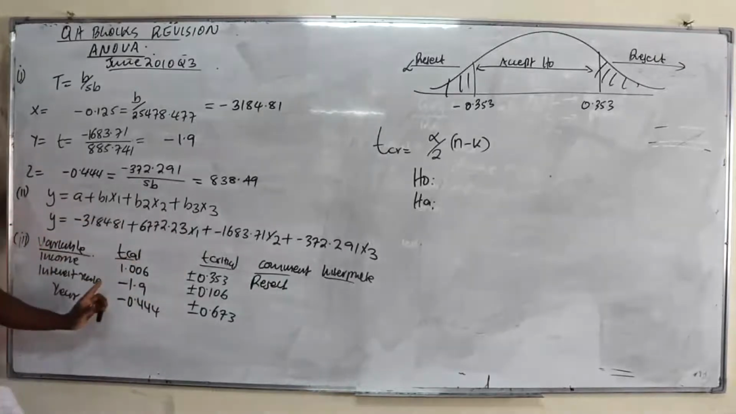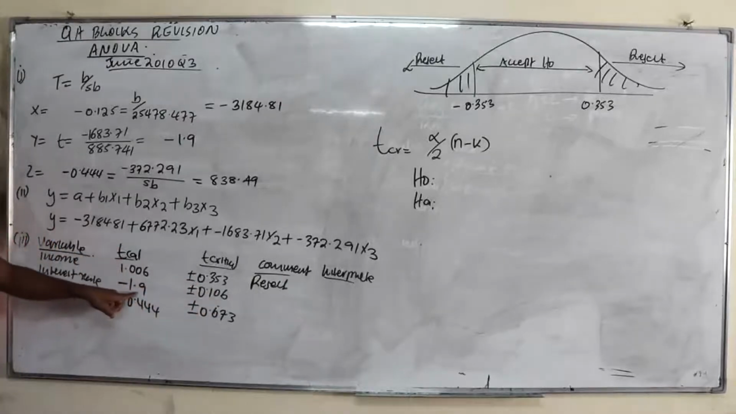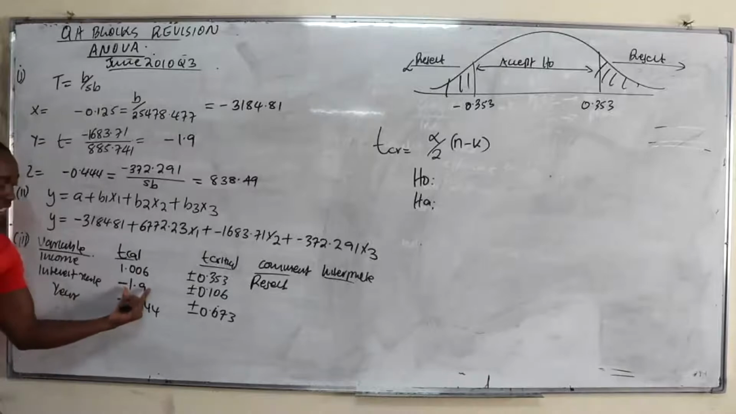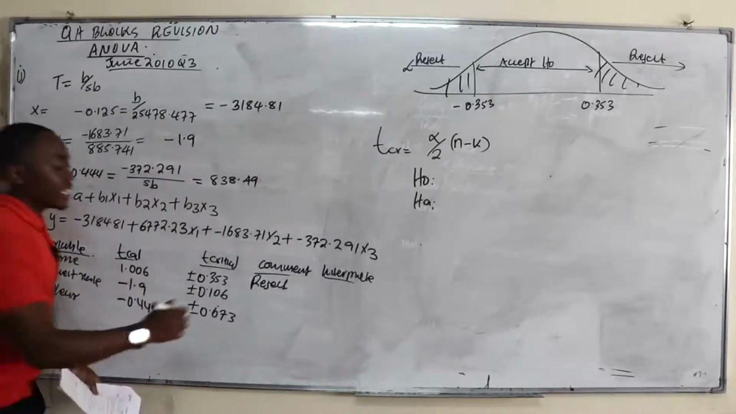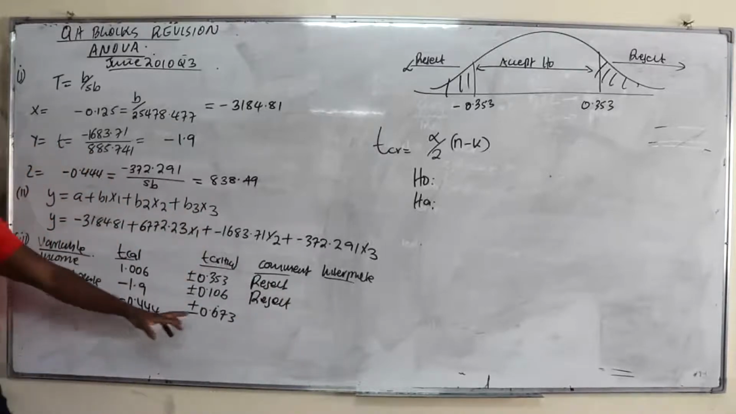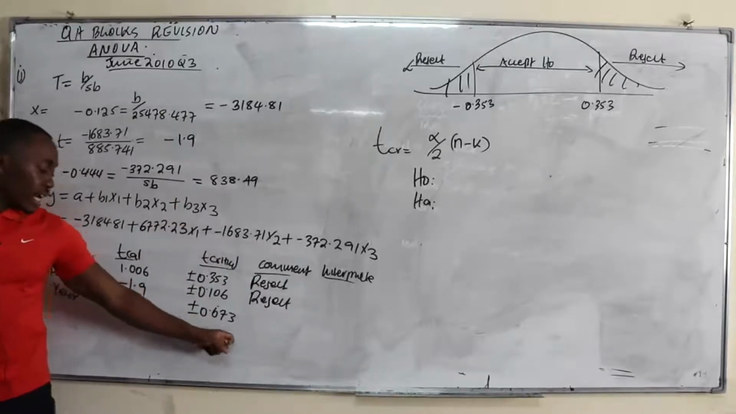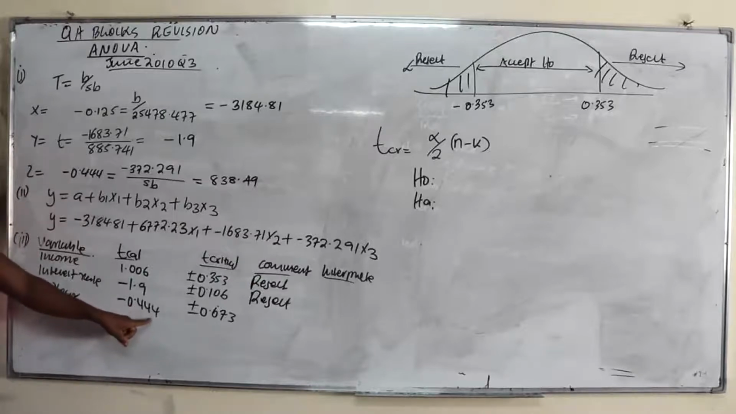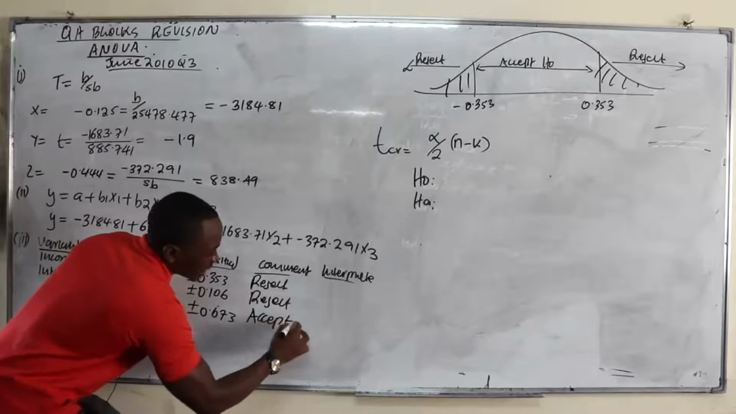T critical for interest rate is 0.106, but our T calculated is 1.9. Does 1.9 lie in between or outside? So what does it mean? Accept or reject? Reject. Then for the years, the T critical is between plus or minus 0.673, and the calculated is negative 0.44. Does it fall in between or outside? In between. We accept or reject? Accept.